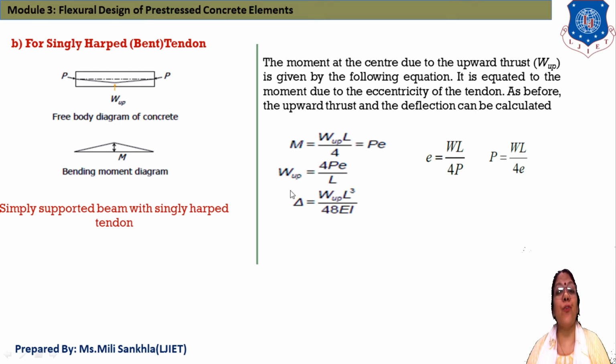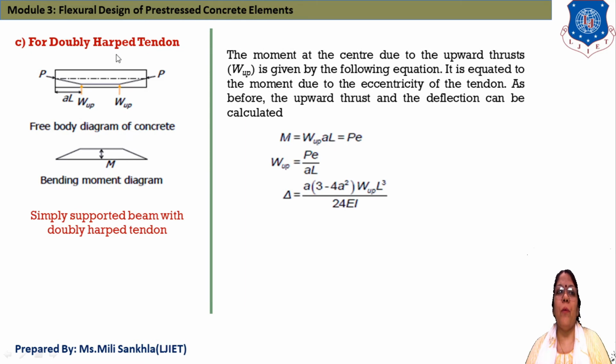This one is the equation of load, and the equation of delta, that means deflection for this tendon, is equal to W L cube divided by 48 EI. These are the equations for M, then upward thrust, load and delta. Now for doubly bent tendons, or harped tendons, meaning bent at two points. This equation we use in examples. All three equations we use in solving load balancing examples.